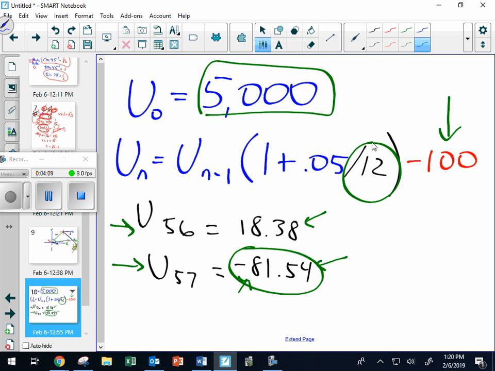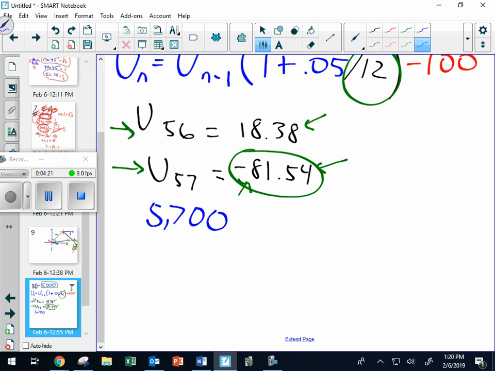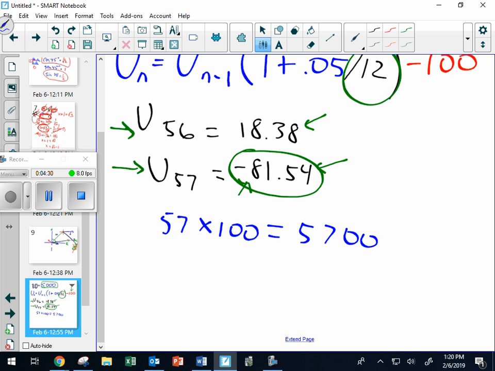$5,700. So did it really cost you $5,700? No, because they're going to send you a check for some money back. How to get the $5,700 again? It was 57 payments times $100 equaled $5,700. But now, what do we got to do? Subtract what? 81.54, and then let's see what that grand total is. Grab your calculator, do that. 5,700 minus 81.54.